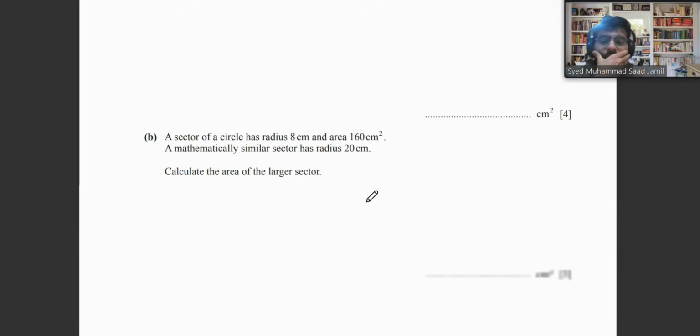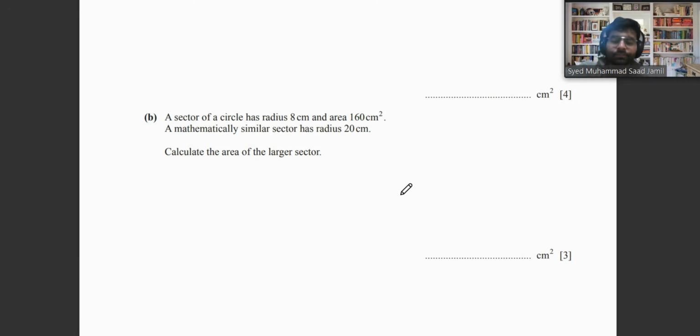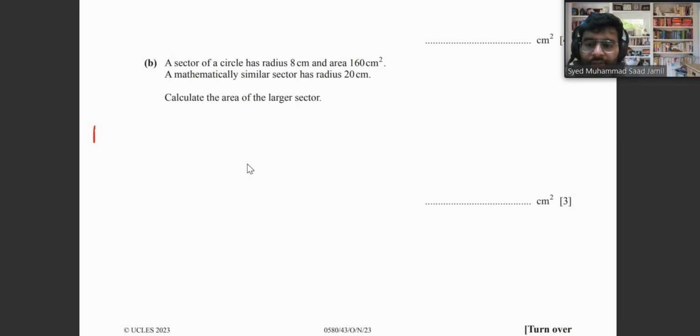These are good marks. Now it says the sector of a circle has radius 8 and area 160. A mathematically similar sector has radius 20. Calculate the area of the larger sector. Look, whenever you have questions like this, we use a formula which is called A1 upon A2 is equals to L1 upon L2 whole square.